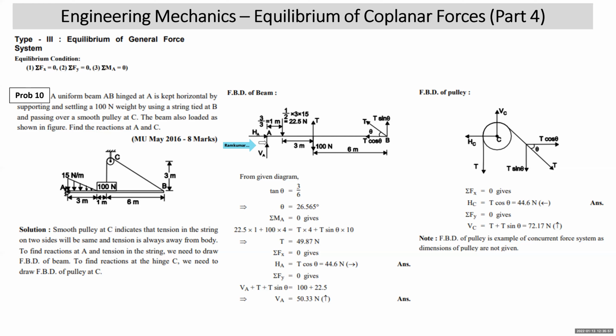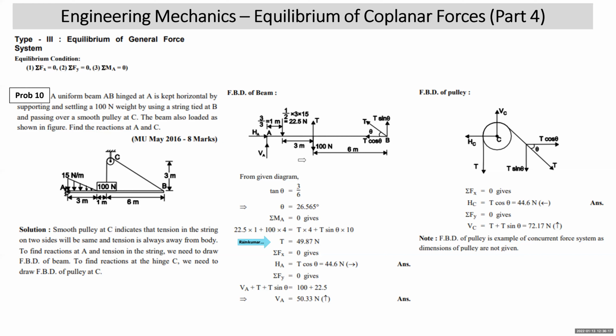Now we take clockwise moments on one side and anti-clockwise on the other side. First, clockwise moment: 22.5 into 1 and 100 into 4 will give clockwise moment about A. T into 4 will give anti-clockwise moment about A. T sin theta into 10 will give anti-clockwise moment about A. This gets you the value of T. Then we write sigma Fx equal to 0.